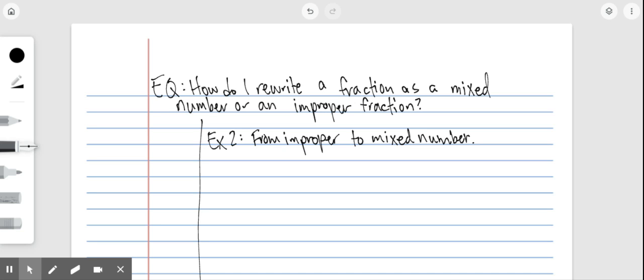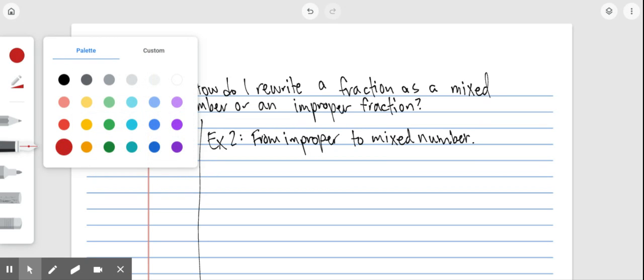All right, beautiful people. Today we're talking about the same essential question from yesterday: how do I rewrite a fraction as a mixed number or an improper fraction? Yesterday we talked about going from a mixed number to an improper fraction. Today we're talking about converting from an improper fraction to a mixed number.